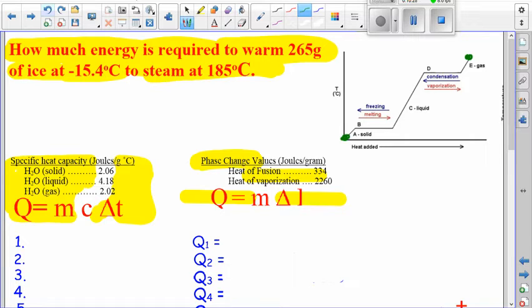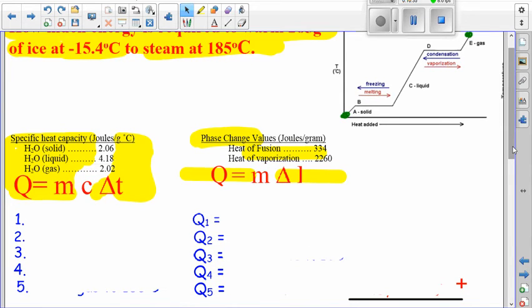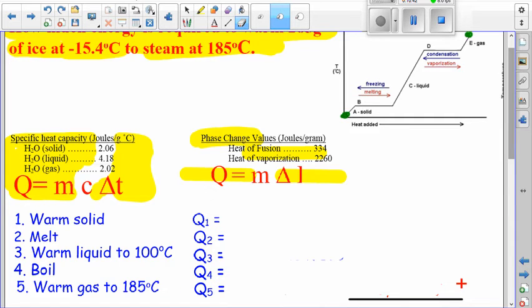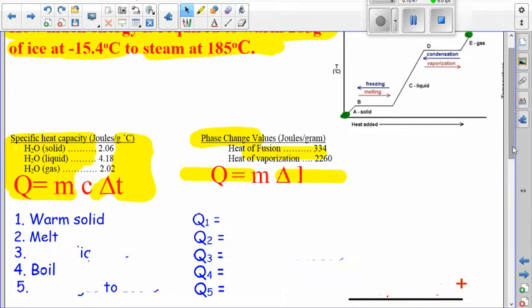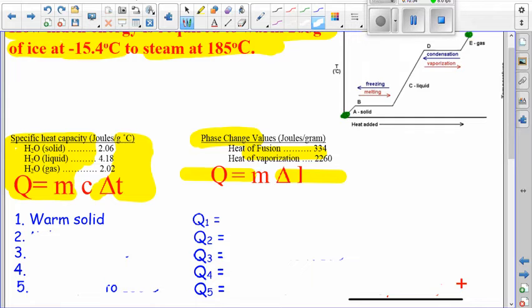So I got to go from point A to point B. Let's break that down. Okay. So that very first section, I need to warm that ice up to the point where it could start to melt. So I need to calculate my first Q here. And I need to break them up into different sections because there are different prices associated with each one. So just going from here to here.